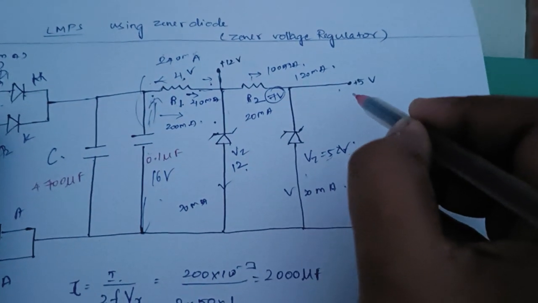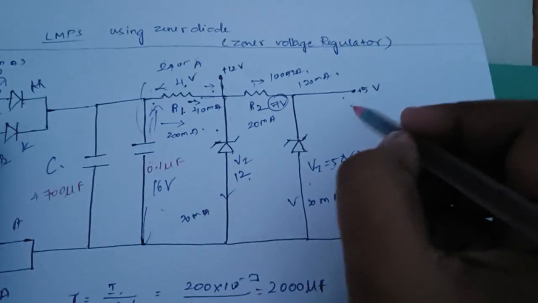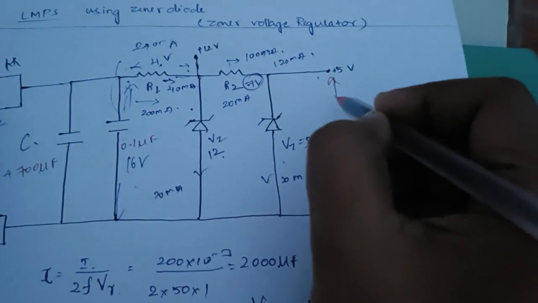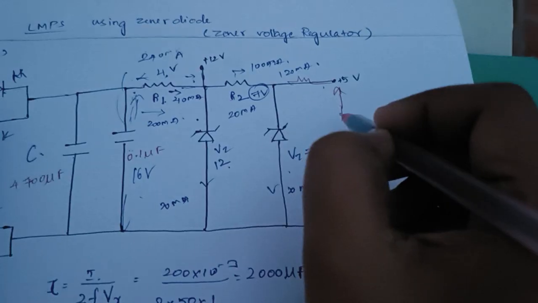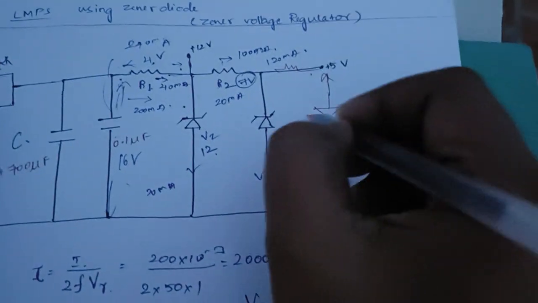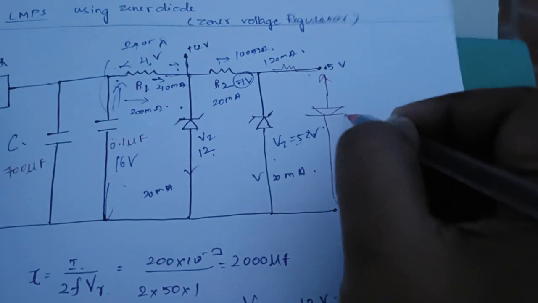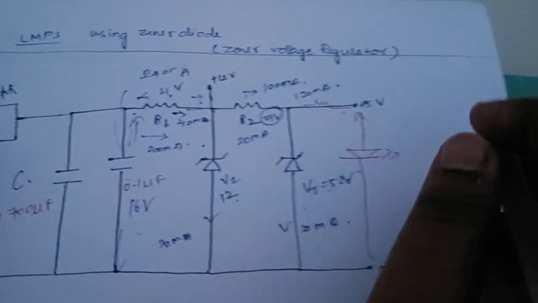Okay, so now we have seen everything, and if we want an indication for the output, whether the supply is coming or not, we can have one resistor here, and we can have one diode, sorry, not diode, it's an LED. Okay, we can have one LED, and we can check the output.